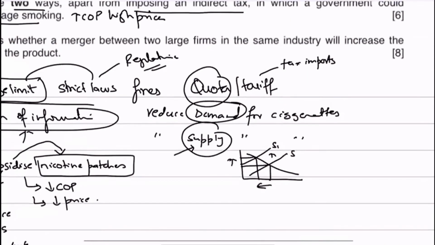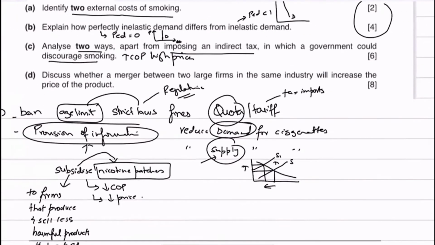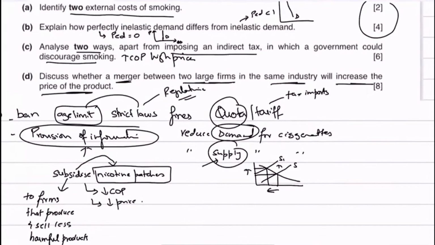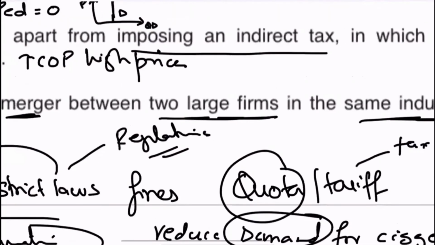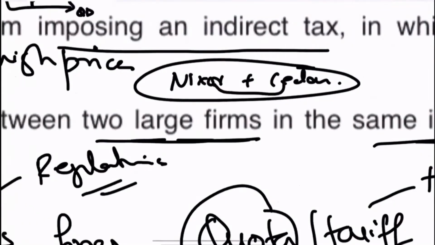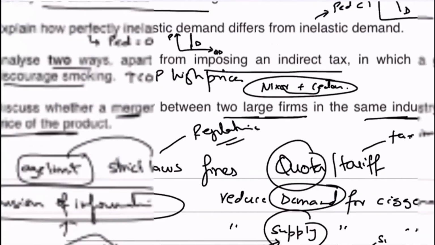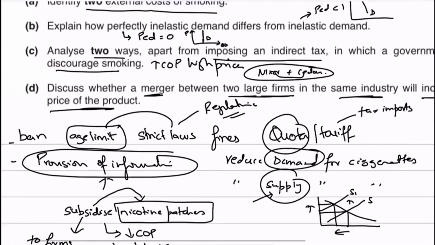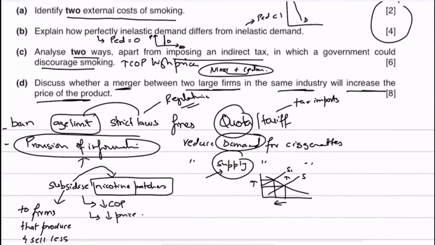So let's now look at part D of the question. It says, discuss whether a merger between two large companies in the same industry will increase the price of the product. So for example, let's take an example of Nixer plus Cedar College. Let's say that they both are in the education industry and they both merge together. When two firms merge together, it's basically an integration, right? So two firms merging together is an integration. It seems like a horizontal integration to me right now.